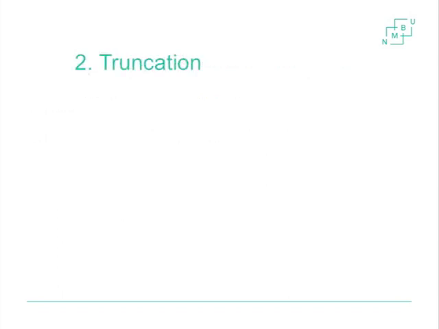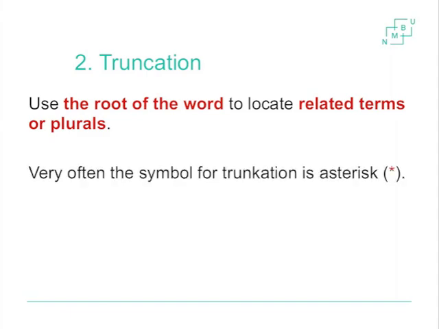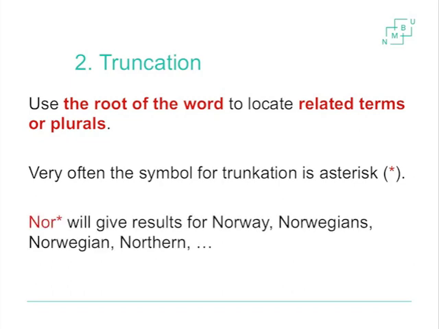Truncation is a search technique used to get more results. You use the root of the word to locate related terms or plurals. As you can see, Nor asterisk will give results for Norway, Norwegians, Norwegian, Northern, etc.